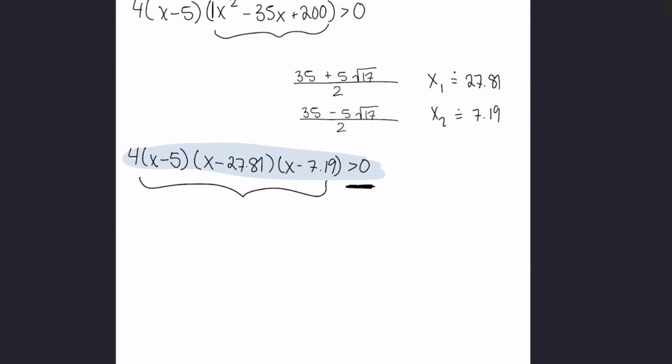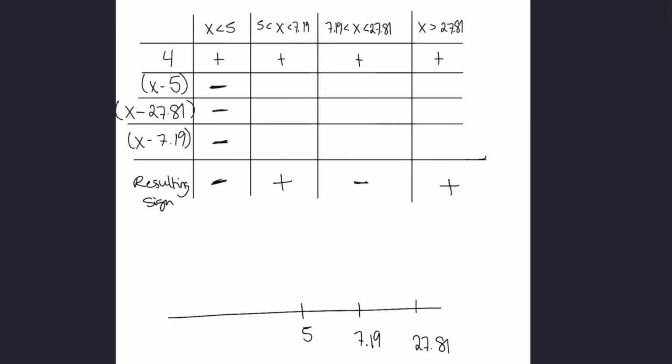So let's go back to the graph. Greater than 0 means positive, so we want our resulting sign to be positive. V at x is positive when x is between 5 and 7.19, and when x is greater than 27.81.